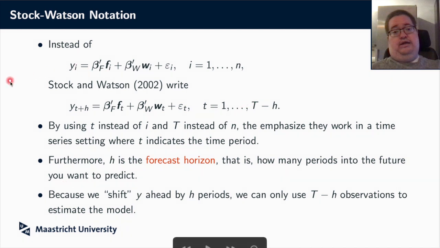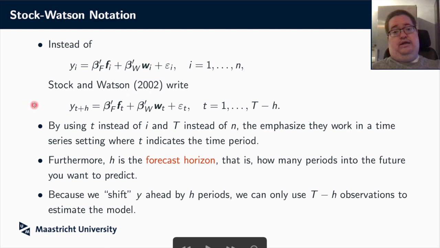Now, if you read those papers by Stock and Watson, you'll see some different notation. So let me very briefly mention the differences in terms of notation, so you see what is the link and what is the difference with their paper. I wrote the model in the first line, and what they write is the model in the second line.